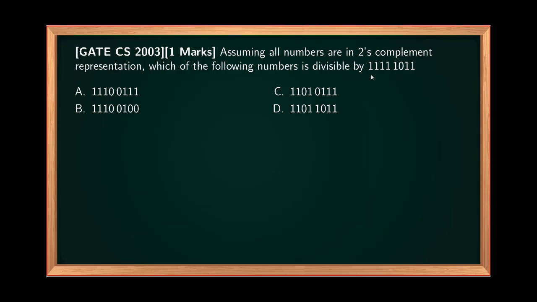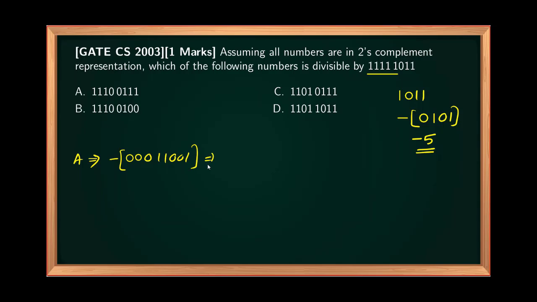The given number is of the form extended sign bit. So the number is actually 1011, minus 0101. So the given number is minus 5. The first number present in the option is minus 0001 1001, 16 plus 9, so minus 25. 25 is divisible by 5. So option A is the right choice.